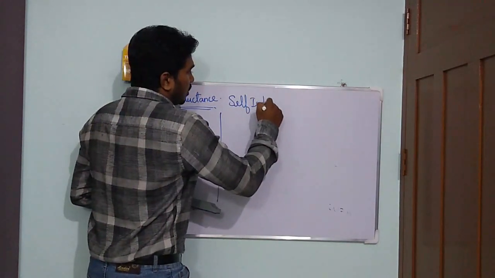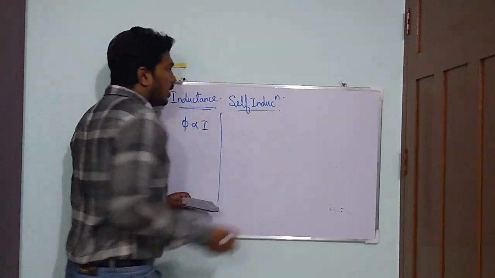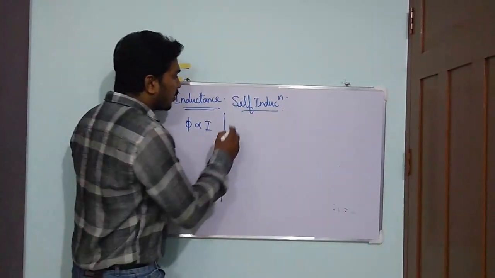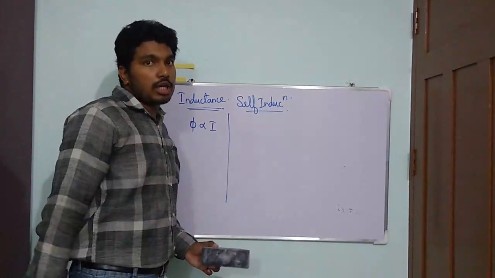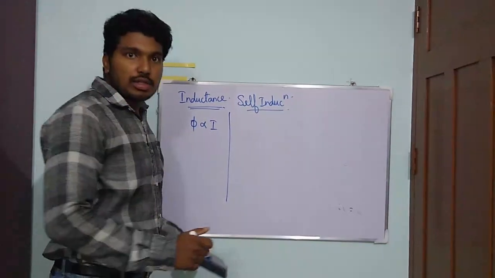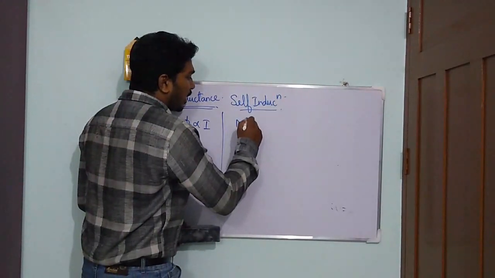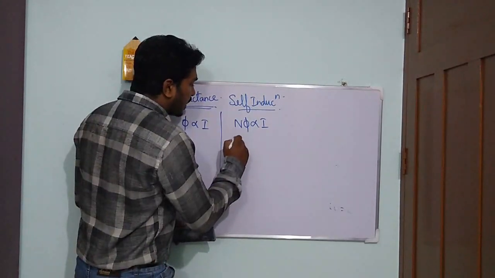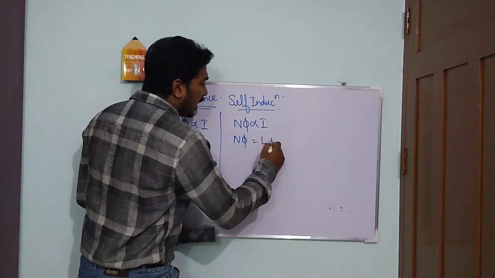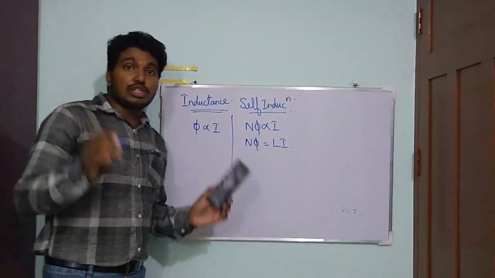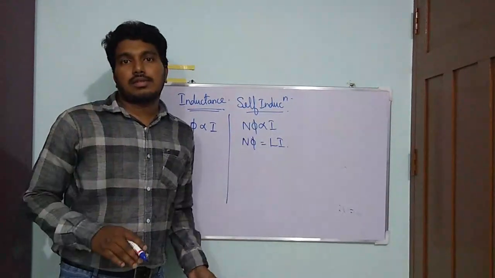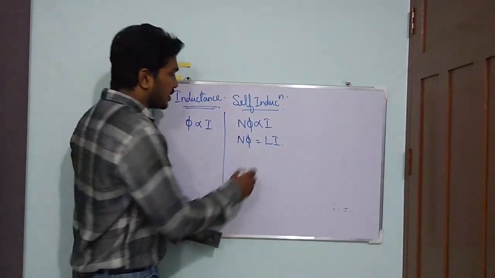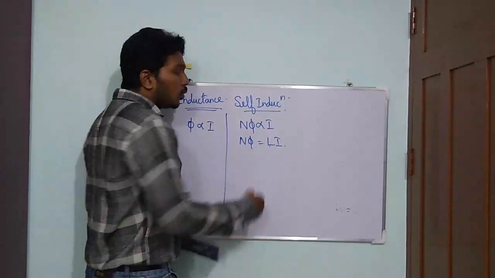So self-induction or self-inductance. Now, in self-induction, remember that there is only one coil involved there. Suppose it's a coil I'm talking about, and there should be N number of turns for the coil. So I can write N phi is proportional to I. Removing the proportionality sign, I get N phi is equal to L I, where L is known as the coefficient of self-inductance. L is the coefficient of proportionality we are putting there.